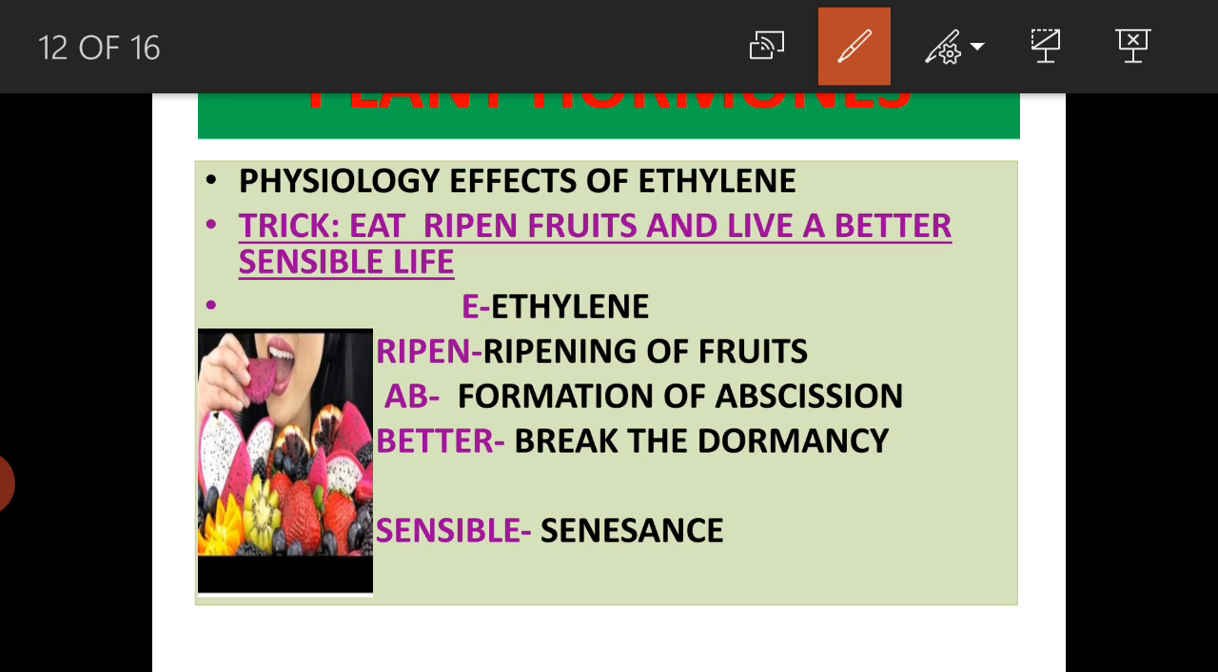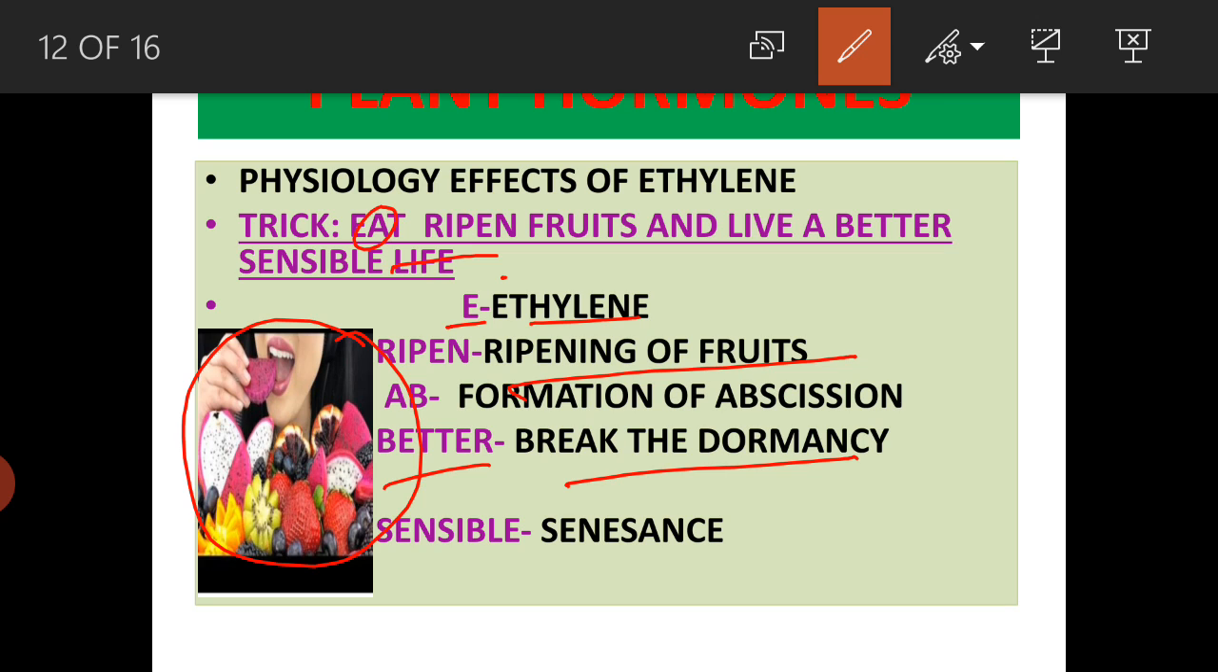To remember the physiological effects of ethylene, here is a tip: Eat the ripened. You can see in this picture a girl is eating plenty of fruits. Eating plenty of ripened fruits will be good for life, isn't it? So the mnemonic is: eat the ripened fruits and live a better, sensible life. Here E stands for ethylene, and ripen means ethylene is used for ripening of fruits like tomato, grapes, etc. And the B indicates that ethylene breaks dormancy.